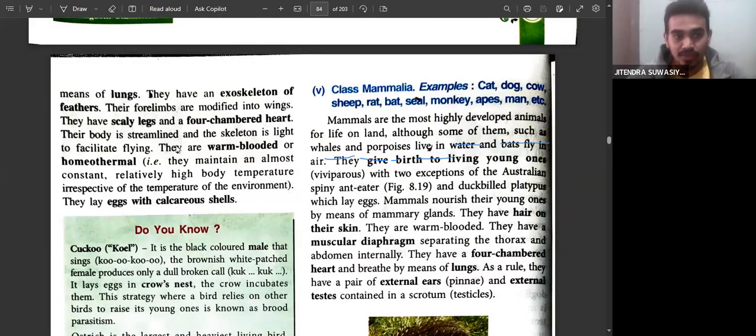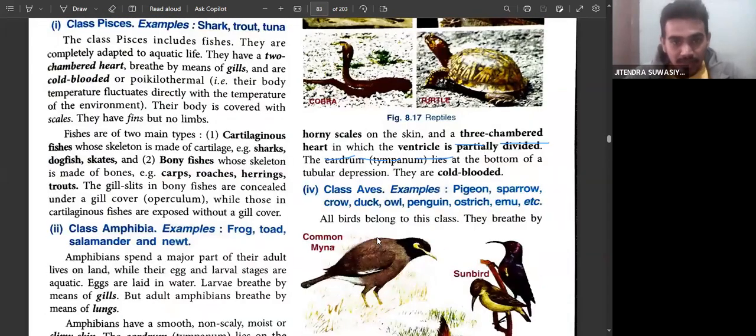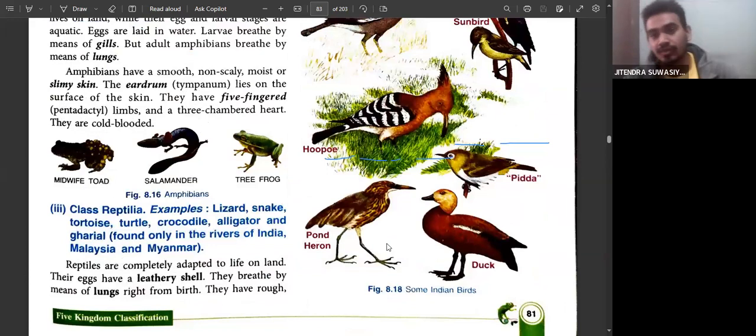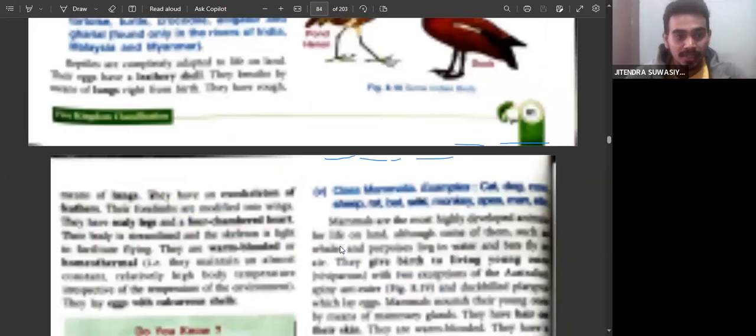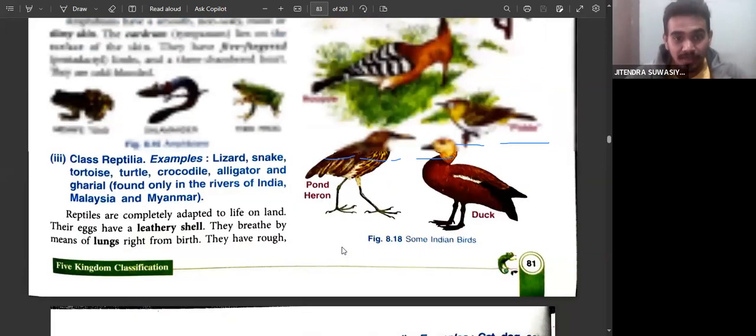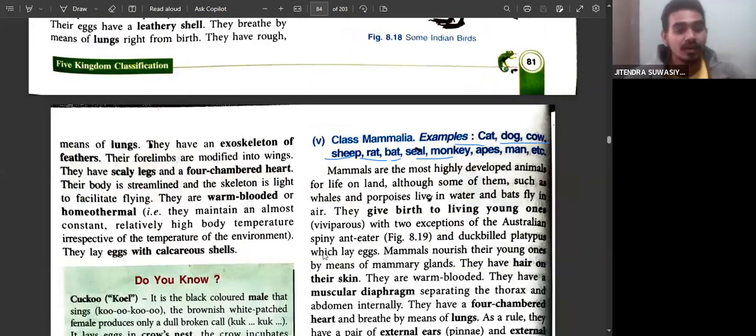They also have scaly legs, and they have a four-chambered heart, like in human beings. Reptiles, which crawl on the ground and dig and burrow in the soil, have a three-chambered heart. But in Aves and in Mammalia, we generally find a four-chambered heart.